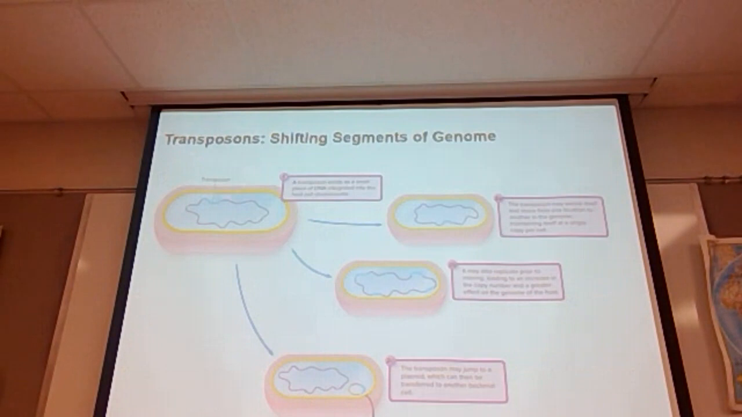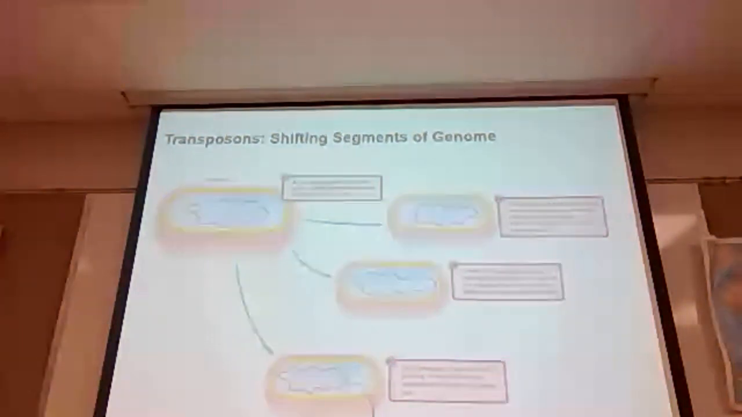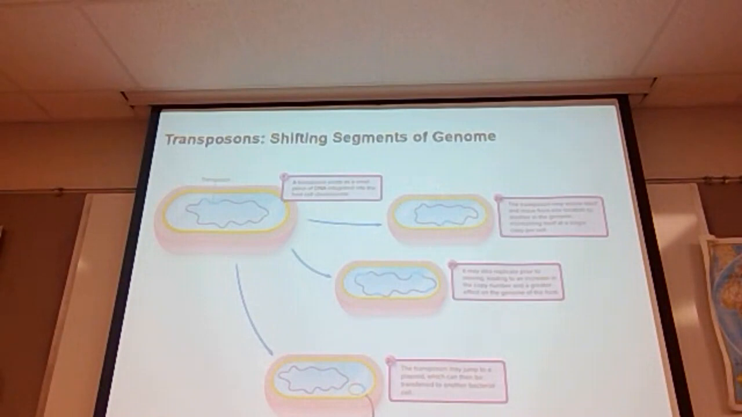Again, here's the transposon. You see it's here, and now it's jumped over to here. Here it's jumped into several different places, and here it's actually jumped out of the bacterial chromosome and into the little plasmid. So there are several different routes that a jumping gene can take as this cell is producing offspring.